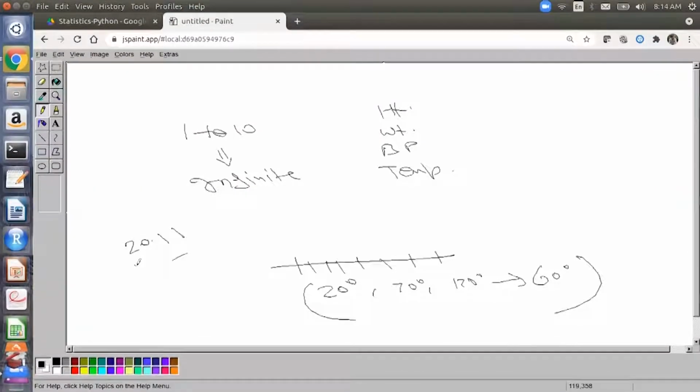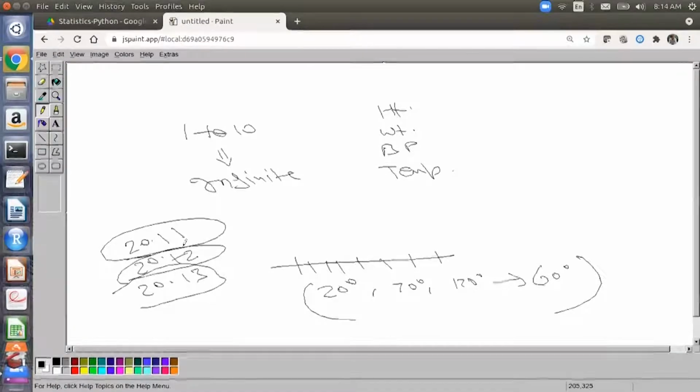Okay, so 20.11, 20.12, 20.13 is still kind of a discrete value, it will not be taking any other value apart from this, correct? When you are measuring on a digital thermometer, it will tell you your fever is 101.03. It is not telling you any infinite values. So why are we calling it a continuous variable? It is a fixed set of values, right? You are not going beyond 103, 104 degrees.